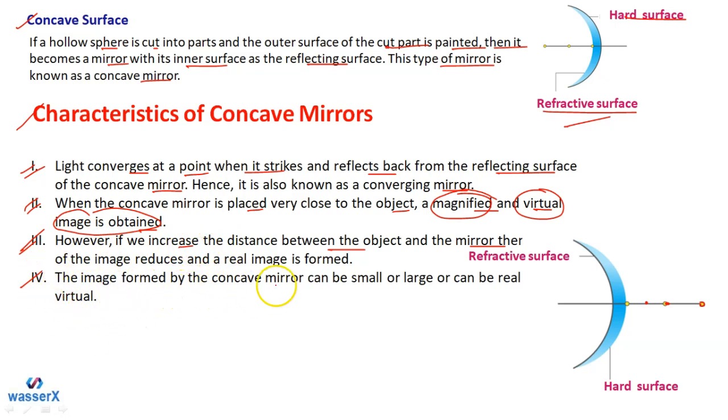The image formed by the concave mirror can be small or large, can be real or virtual. Meaning, here you can get images of all the categories: it can be large, it can be small, it can be equal, it can be real, it can be virtual. It totally depends on where you are positioning the object from the reflecting surface, meaning from the concave surface or the concave mirror.